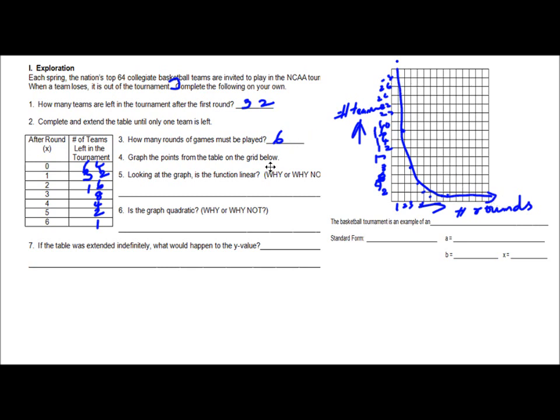So let's answer these questions for now. So this is our graph. Looking at the graph, is the function linear? It is not a line. It looks like a curve to me. So it is not linear.